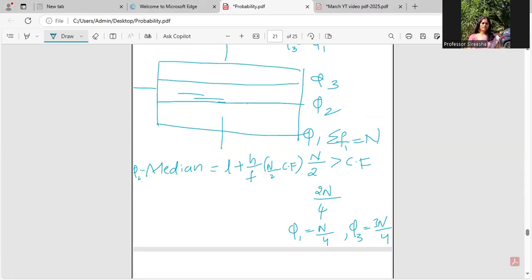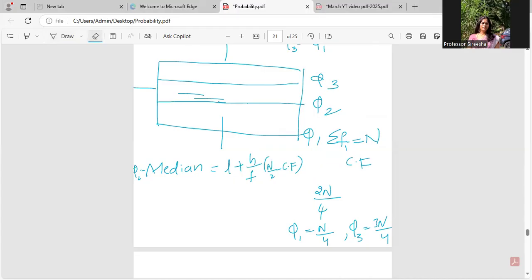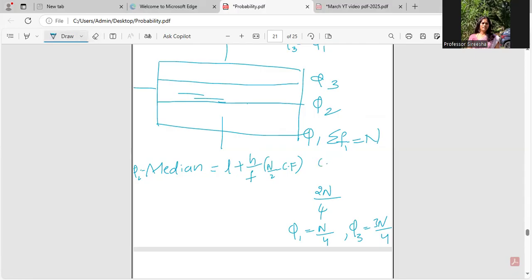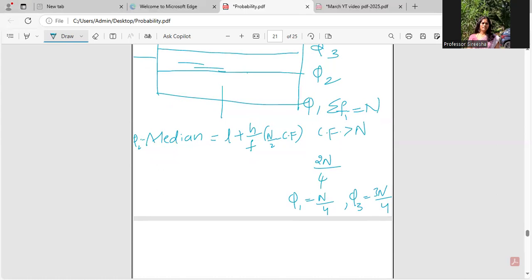Now, how will I choose the median class? The condition is cumulative frequency a little greater than N by 2; that would be my median class, and accordingly things proceed. All of you know what cumulative frequency is. First, you construct the cumulative frequency table, and then proceed further. I'll just show you. Please see here.